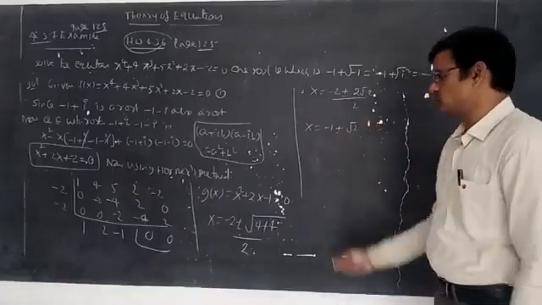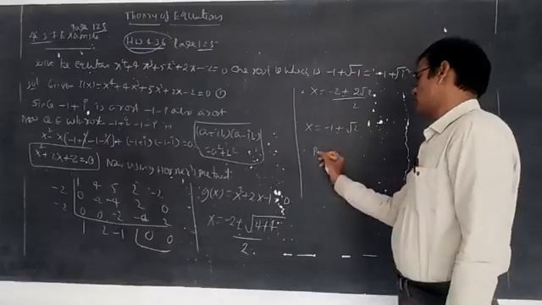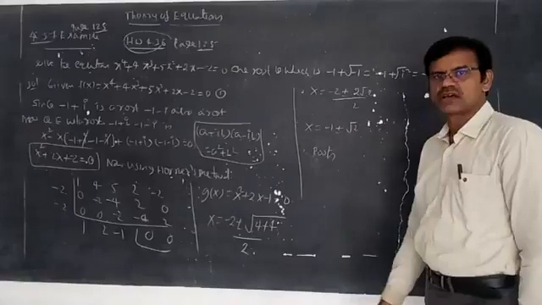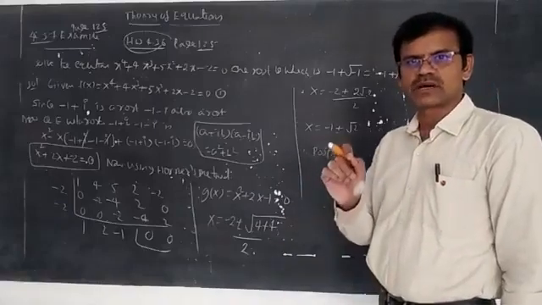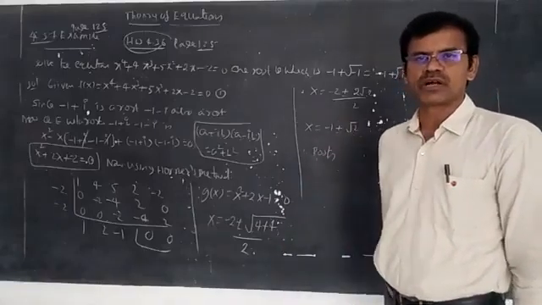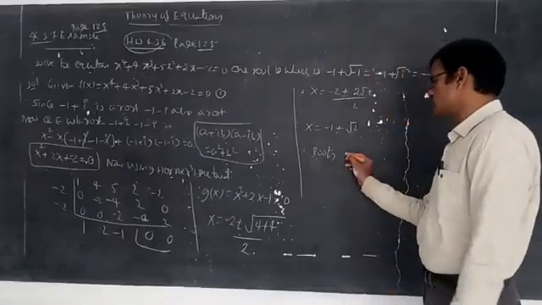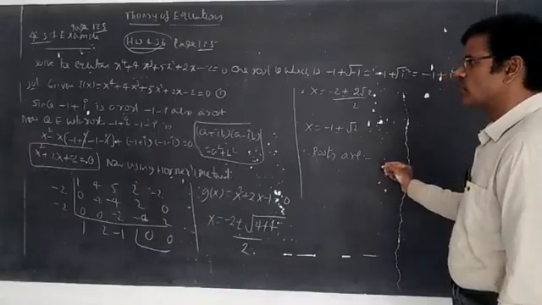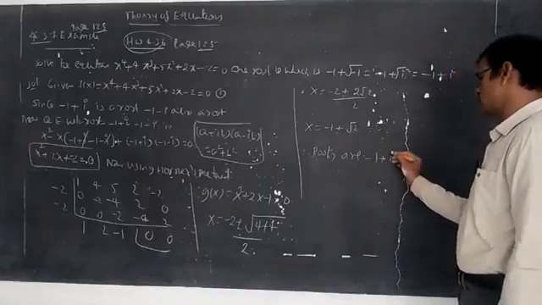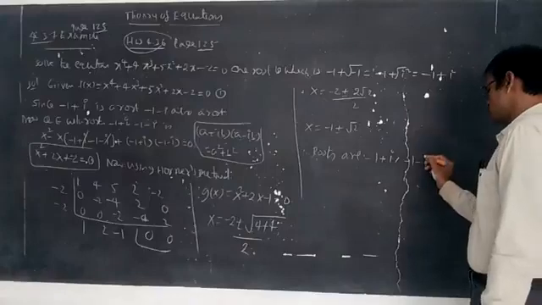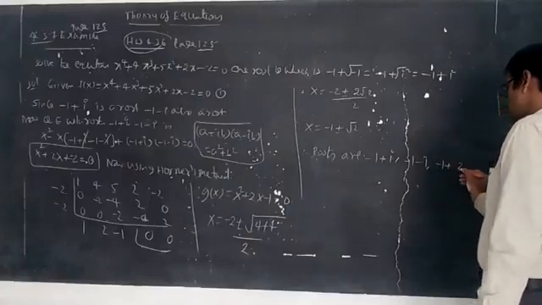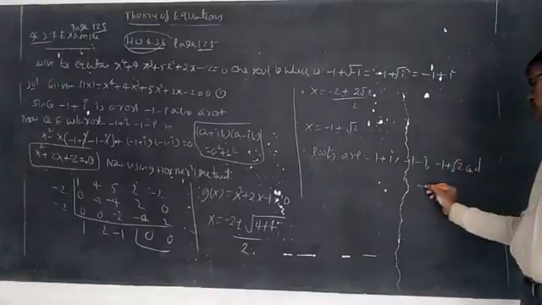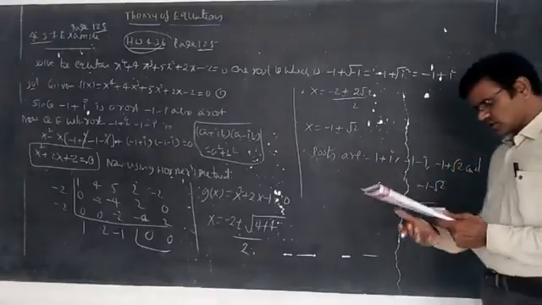Here we got conjugate surds. Therefore, hereafter in this exercise 4c, we are going to face conjugate roots in terms of surds or in terms of conjugate complex numbers. The roots are -1 + i, -1 - i, -1 + √2 and -1 - √2. They are the roots.